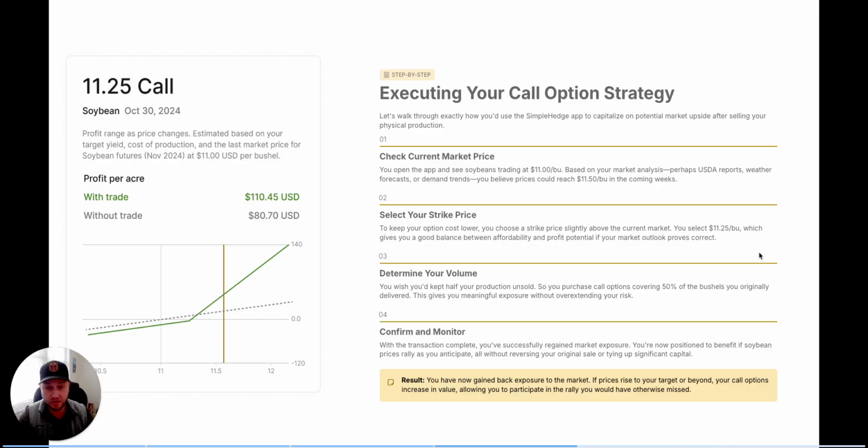To keep your option cost lower, you may choose a strike price that's slightly away from the current market price. So let's look at an $11.25 strike price. This will give you a good balance between affordability and profit potential if the market proves you correct and it gets to $11.50.